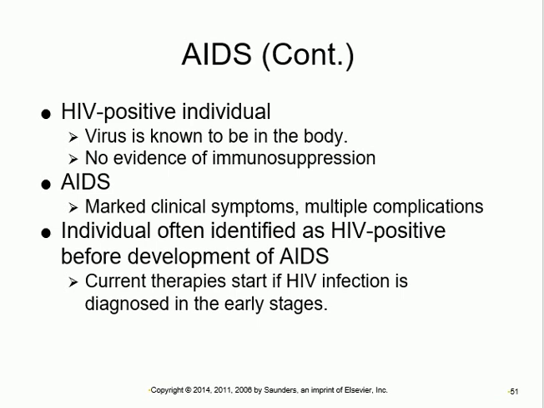Pneumocystis carinii. P-N-E-U-M-O-C-Y-S-T-I-S, Pneumocystis, and carinii is C-A-R-I-N-I-I, two I's at the end. Pneumocystis carinii. Why am I mentioning these?